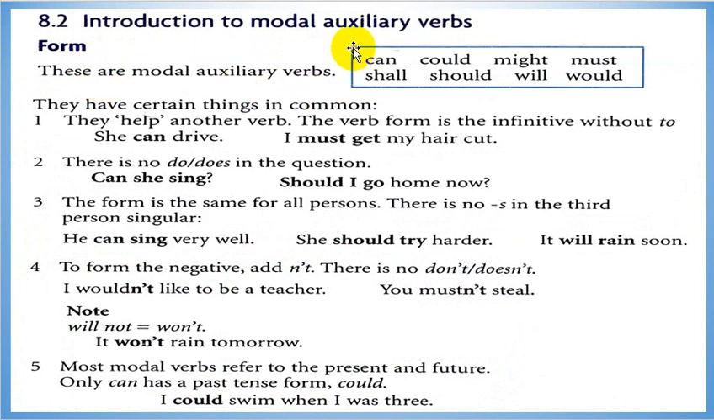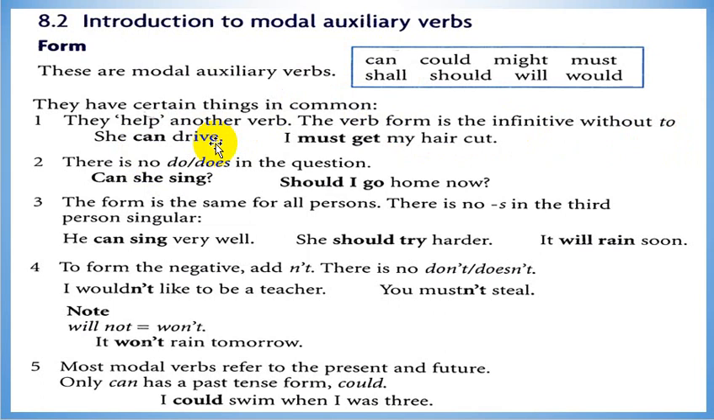These are modal auxiliary verbs in this box: can, could, shall, should, might, must, will, would. All of these are auxiliary verbs, أفعال مساعدة. They have certain things in common. لديها شيء مشترك. First, they help another verb. يأتي الفعل المساعد لمساعدة أو تحسين فعل ما. The verb form is the infinitive without to. بمعنى عند وجود الفعل المساعد أو الauxiliary verb لا تأتي to في الجملة قبل فعل المصدر.